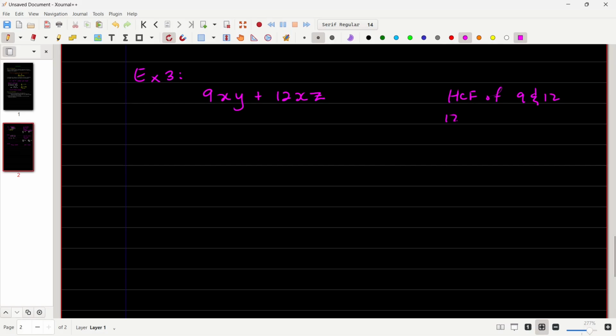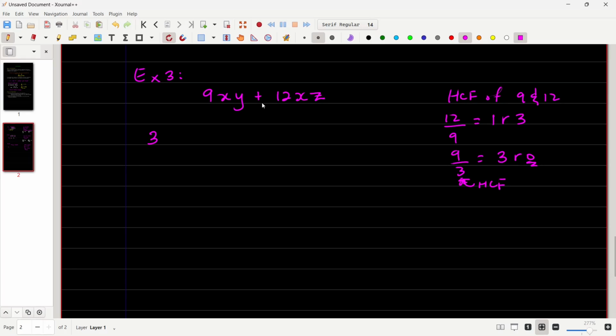So we're seeing 12 divided by 9 would be equal to 1 remainder 3. Then we see 9 divided by 3 is equal to 3 remainder 0. So that 0 here means that 3 is the HCF. So first we're seeing 3 in common.